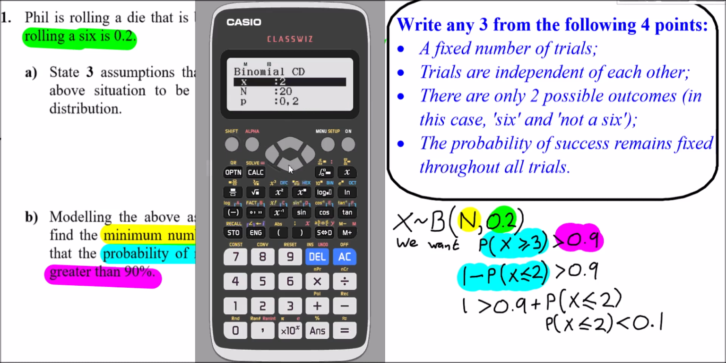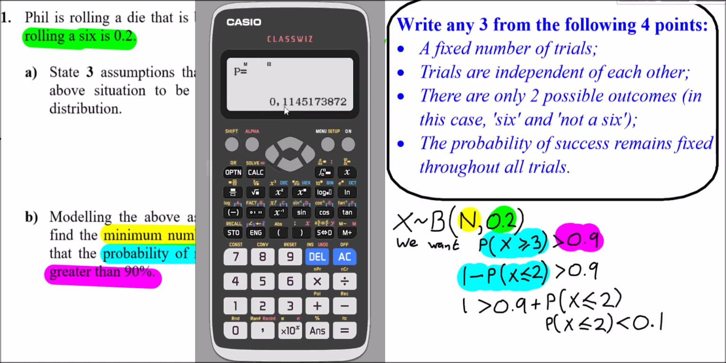So let's jump up a bit. Let's go to 23. Now we're getting close. So 0.13. That's still a bit too high. We want it to be less than 0.1. Try 24. 0.11, the next one might do it.